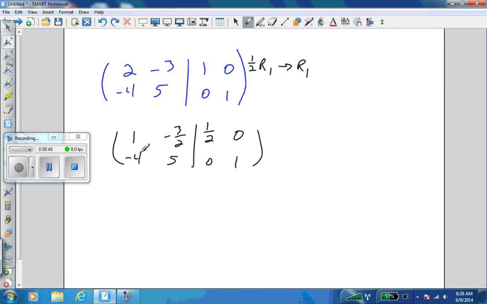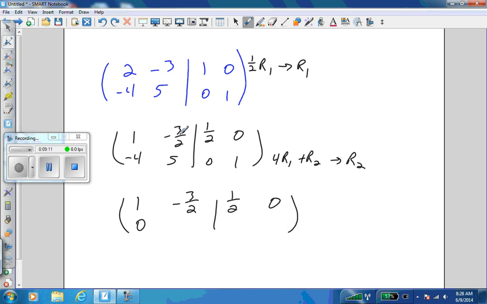Now we need to get a 0 underneath our 1, so we need 4 times row 1 plus row 2 to yield our new row 2. Right now we're leaving the first row the same. So if I do 4 times this, I get 4 minus 4 is 0. 4 times this, minus 6 plus 5 is -1. 4 times that is 2 plus 0. 4 times that is 0 plus 1.